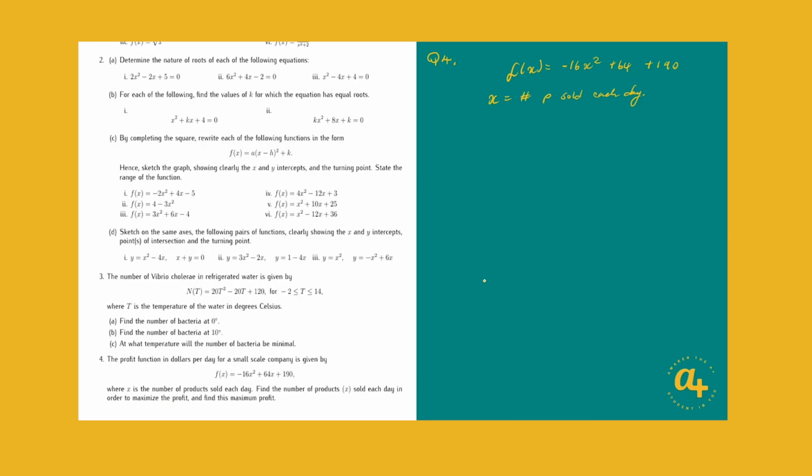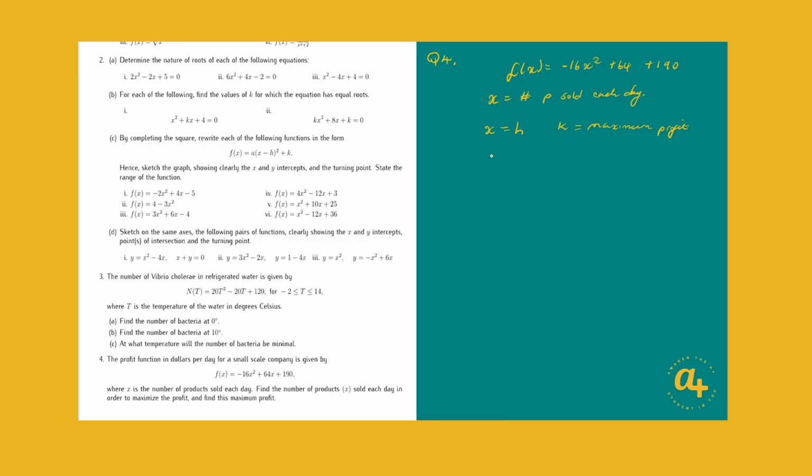What the question is actually asking us to do here is to find that value of x that equals h, and then once we find this value that equals h, we are going to use this value to find the maximum profit, which is k. So our k is our maximum profit. So when we find h, we find the number of products sold each day in order to maximize profit, and then we use this same value of h to find the maximum profit k. Now let's begin solving our question.